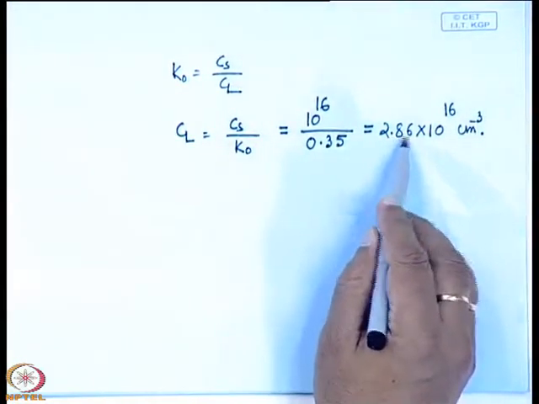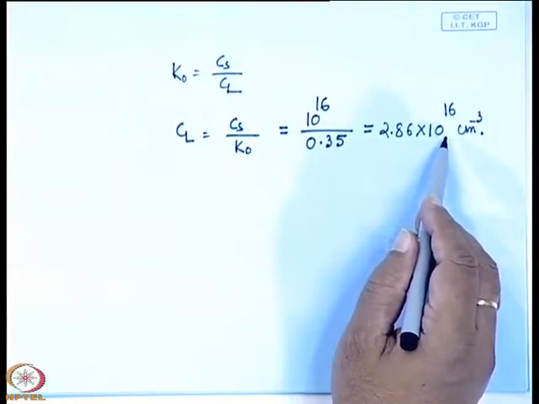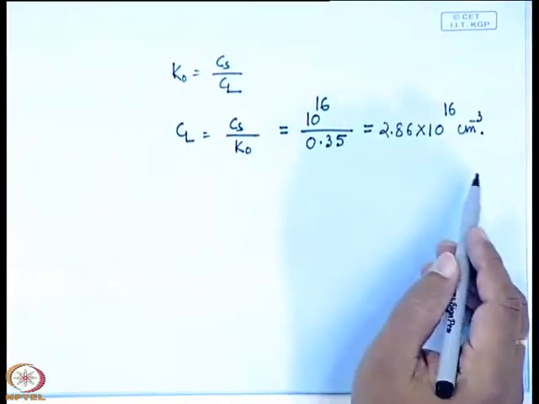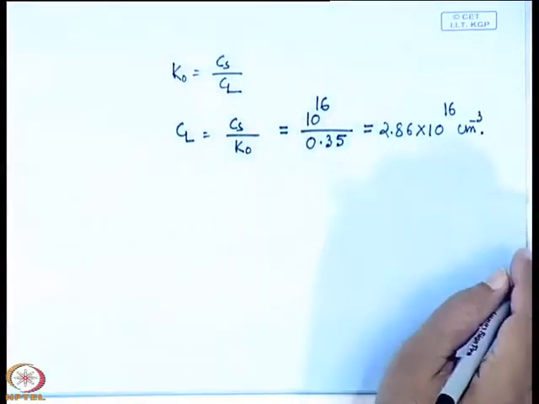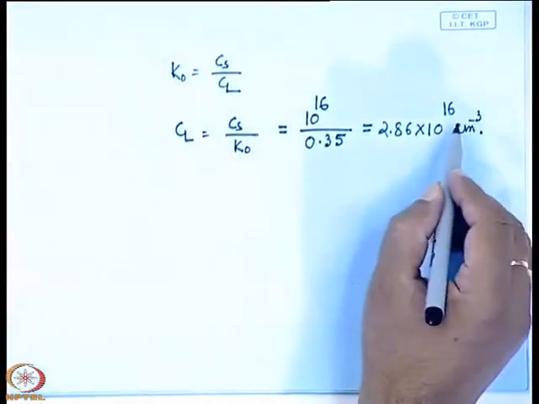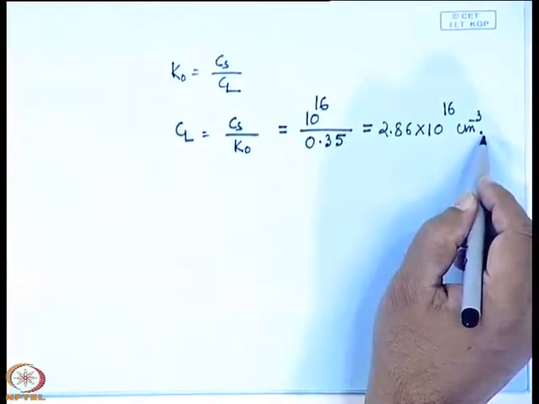Now, this amount of phosphorus we have to convert into weight, right. How can you do it? See, this is phosphorus per centimeter cube of the melt.